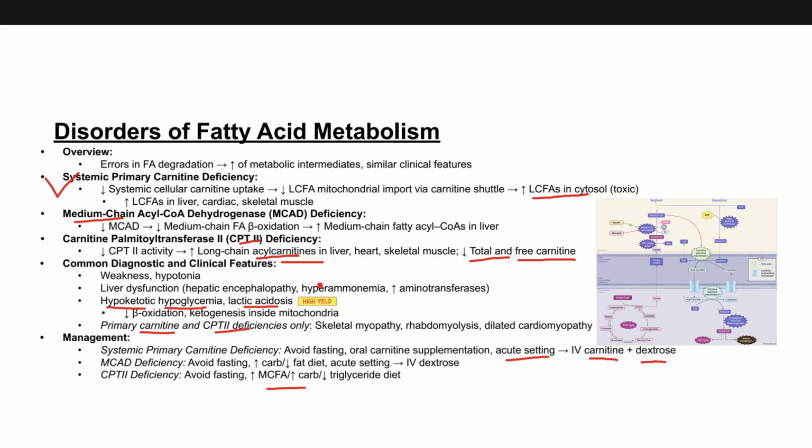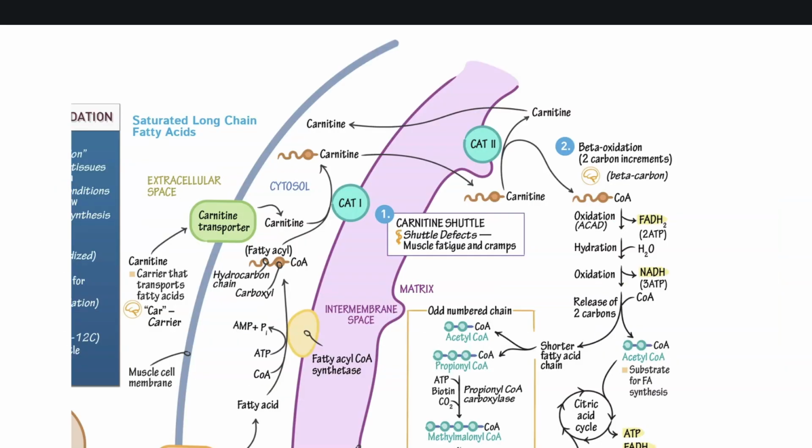Okay. Next comes CPT2 deficiency. Low CPT2 activity again leads to acyl carnitines accumulating within the skeletal muscles and so on. Now the difference is acyl carnitines. Here it was fatty acids. Here it is a carnitine, right? Because CPT1 is working fine, it is binding the carnitine, but there's no carnitine dissociation. So you see, that's why you have long chain acyl carnitines, and you have total and free carnitine decreasing, and also a lot of fatty acids being consumed and not making enough energy in those tissues.